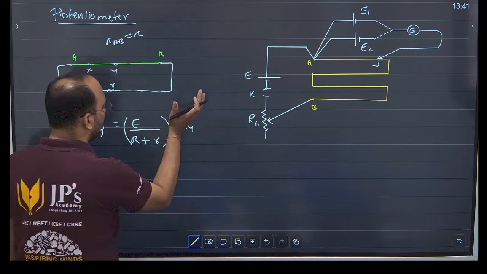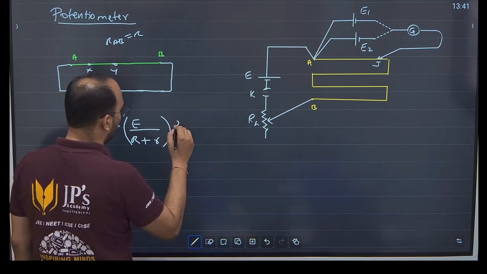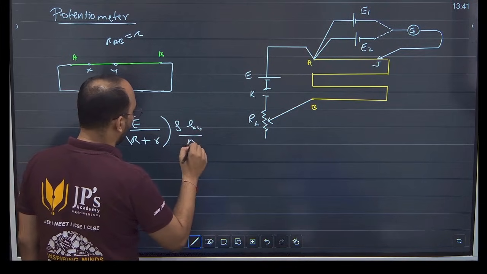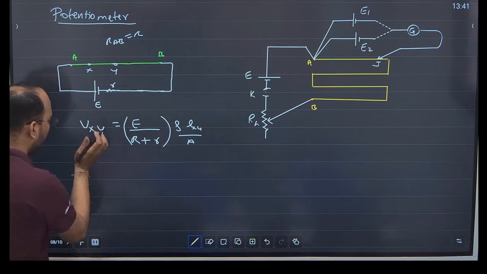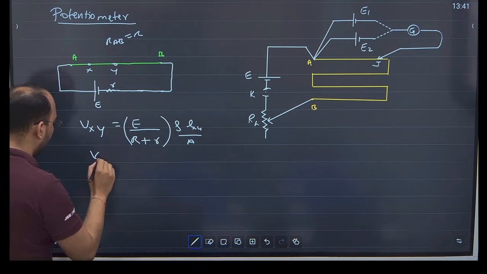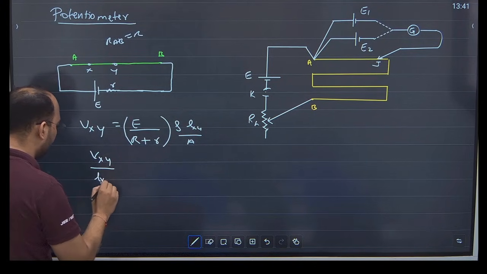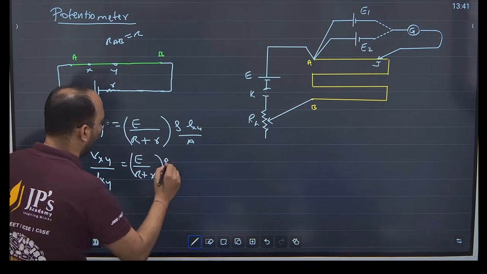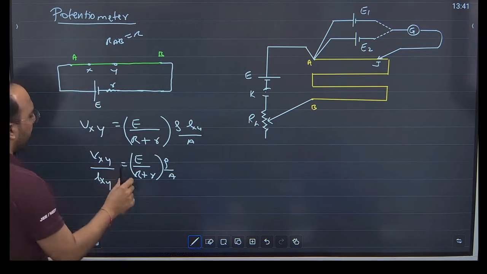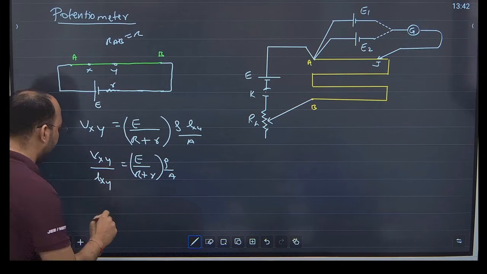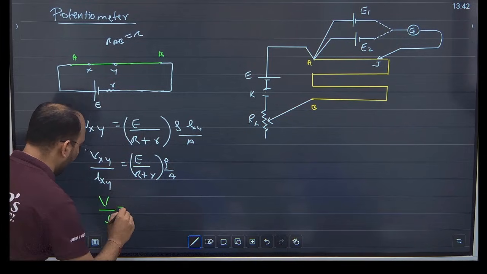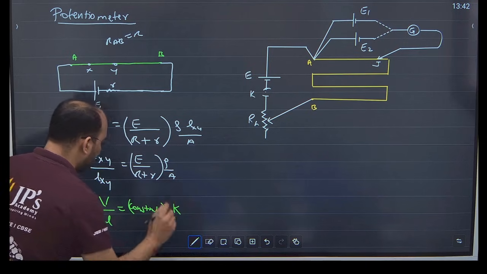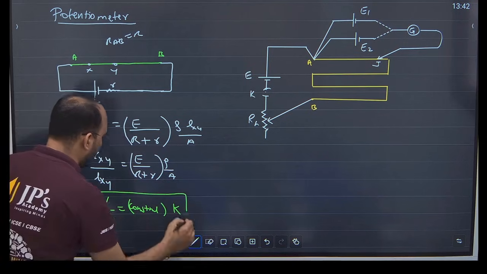resistance of XY can be written as rho L XY upon A, and then you take it down, just take it on the left hand side, you get VXY upon LXY is equal to E upon R plus r into rho by A. So long as EMF and the current remain constant, we can say that voltage upon length will be constant, and this voltage upon length is called as potential gradient K, okay. This is the principle behind potentiometer.